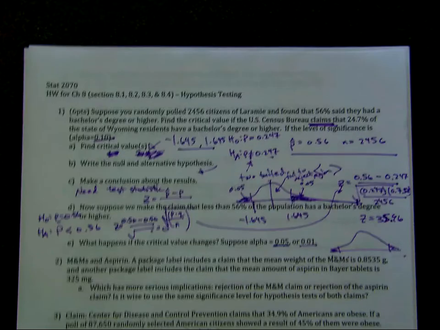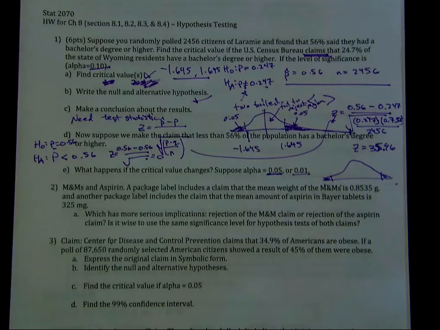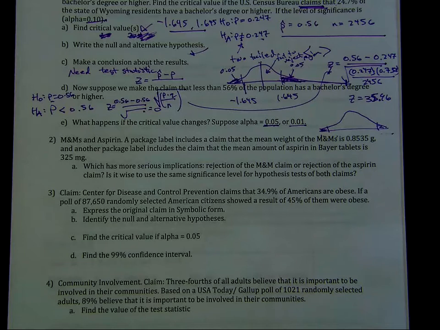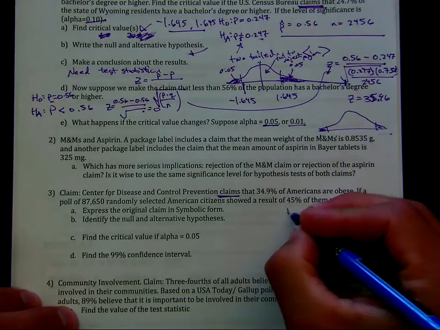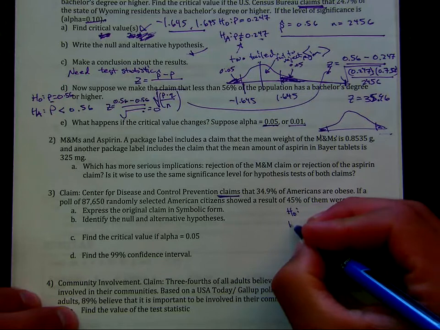Number 3, we have claim. We have the Center for Disease Control and Prevention claims. So if you're reading this right off the bat, you see claims. So you should know right away that that's going to be part of your null and alternative hypothesis. So you're going to have a null and your alternative.